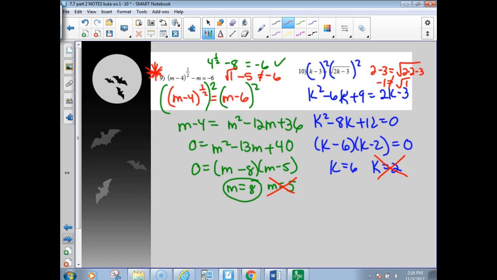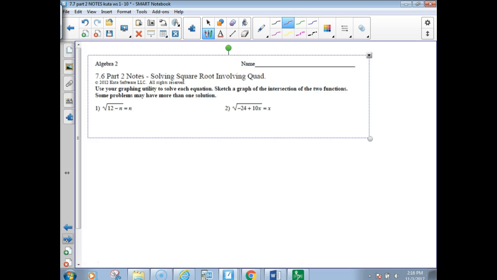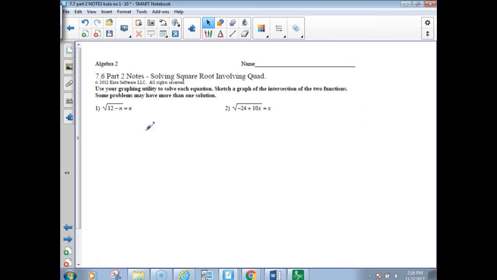Okay? I believe that's the end of our examples on notes. Now, on the other side, I'm going to show you something else. I'm going to pause for a moment. Okay, we need to have a graphing calculator to do this part. So we're going to use that to solve the equation.